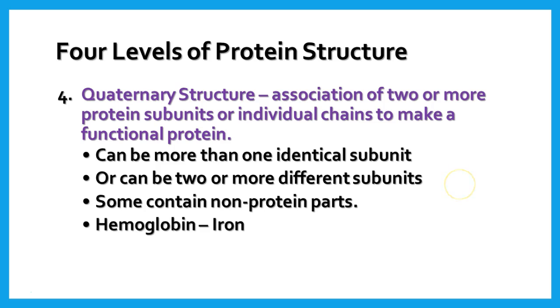And finally, some proteins have a quaternary structure, and this is when you've got 2 or more subunits that fit together to make a functional protein. Sometimes the subunits are identical to each other, sometimes they're different from each other. Some of them contain parts that are not made of protein. For instance, hemoglobin is made of 4 subunits, 2 alpha subunits and 2 beta subunits, each of which has a pocket that iron fits in to form the heme part. That's the part that picks up the oxygen when it's functioning in your blood cells.